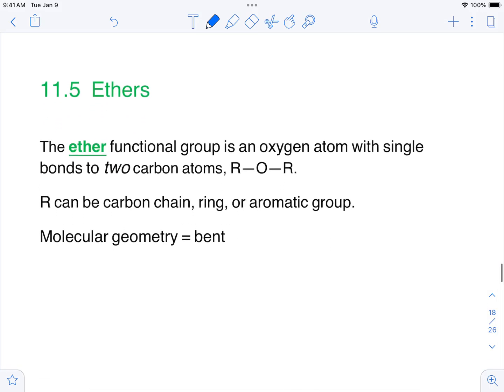And the last one, ethers. So the ether functional group is when an oxygen atom has single bonds to 2 carbon atoms. So you can see it's ROR, R being the rest of the molecule. But it's going to be either a straight carbon chain, a ring, or an aromatic group.